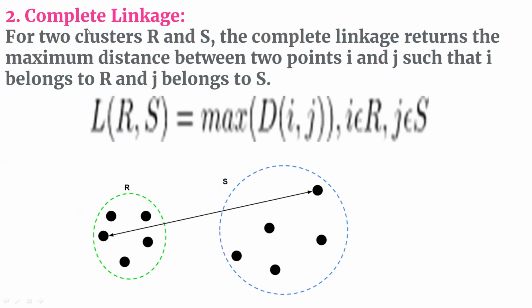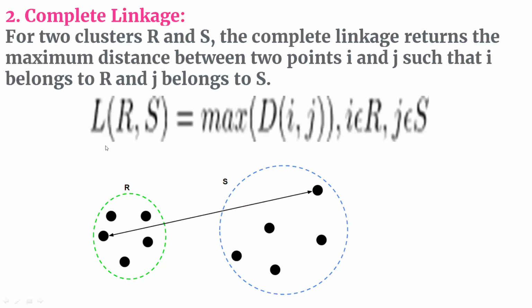And what is complete linkage? It is the opposite of single linkage, where the maximum distance between two data points in the two different clusters is the complete linkage. That means you will consider one data point in R and one data point in S which are far away from each other, having the maximum distance among all other data points in both the clusters. That particular distance is called complete linkage.